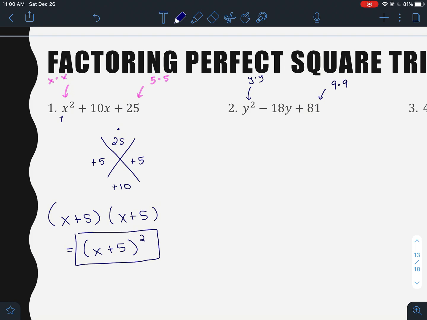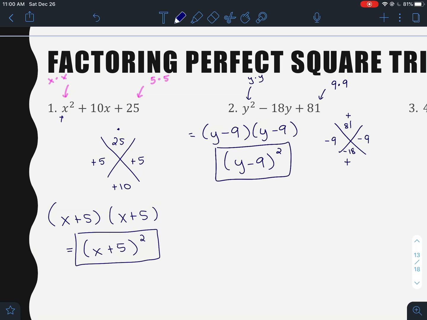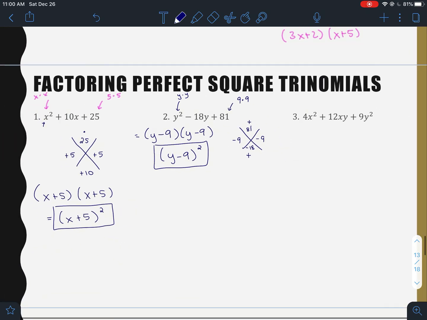All right, let's look at another example. So y squared is y times y, and then that c term, 81, is 9 times 9. So this should end up being a perfect square trinomial if it factors. So can you multiply to 81 and add to negative 18? Yeah, it's negative 9 and negative 9. So when this ends up factoring, you get y minus 9 times y minus 9, or it's y minus 9 squared.